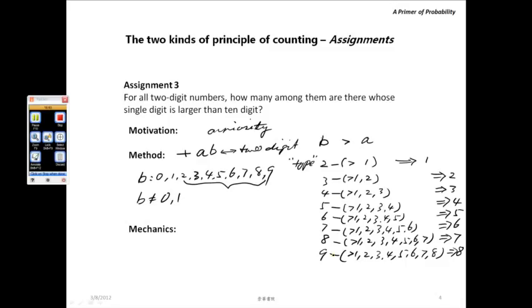Okay, so we continue to write down all the types and their corresponding ways of being larger than the 10 digit. Now we are ready to do the mechanics. Together there are 1 plus 2 plus 3 plus 4 plus 5 plus 6 plus 7 plus 8 equal to 36 different 2-digit numbers. Finally, more thoughts.